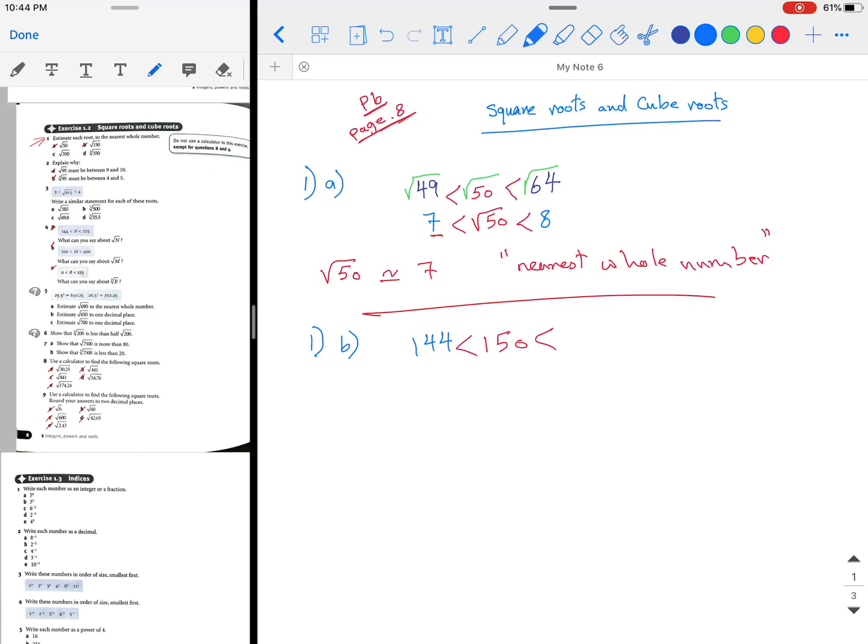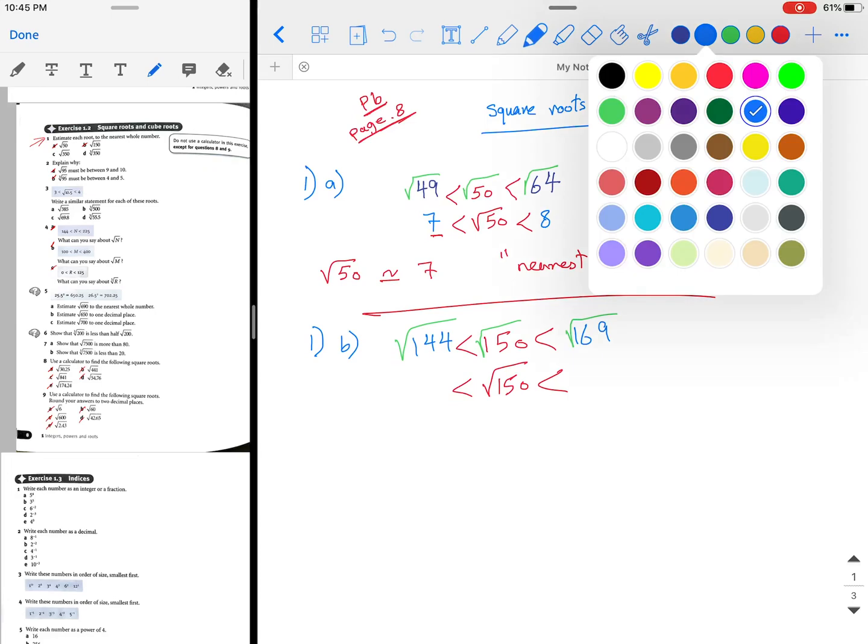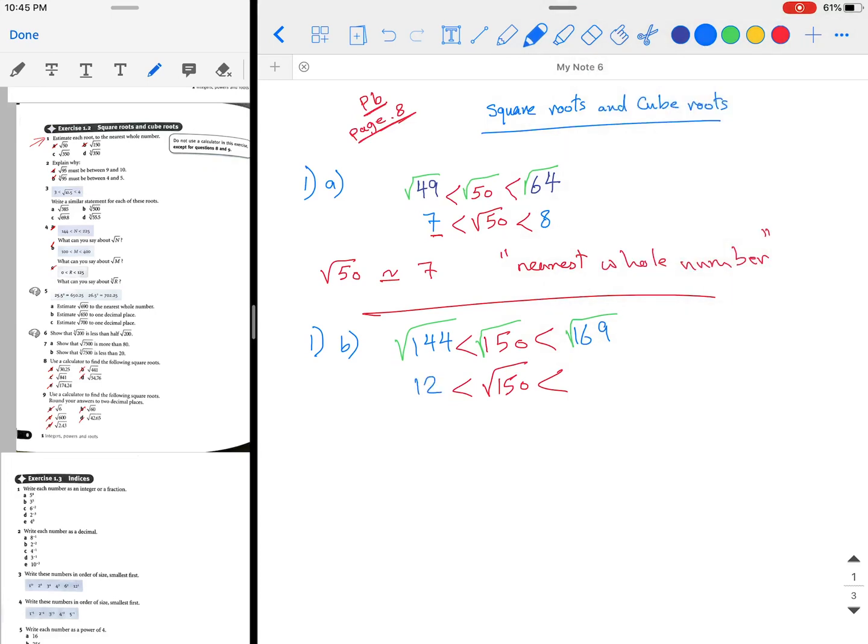And what about after? It will be 169. This is for 13 by 13. But I don't need 150. I need the square root of 150. So I will take the square root of 144 and the square root also of 169. So I can say that the square root of 150 is between 12 and 13.